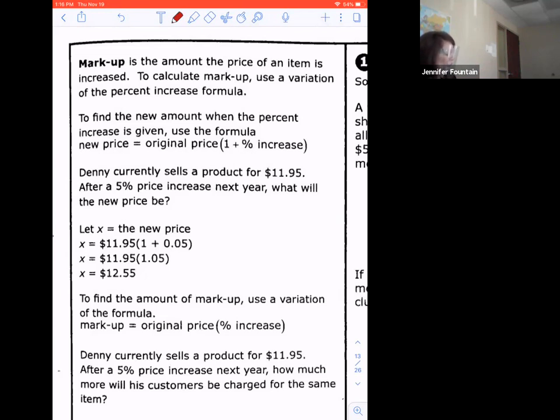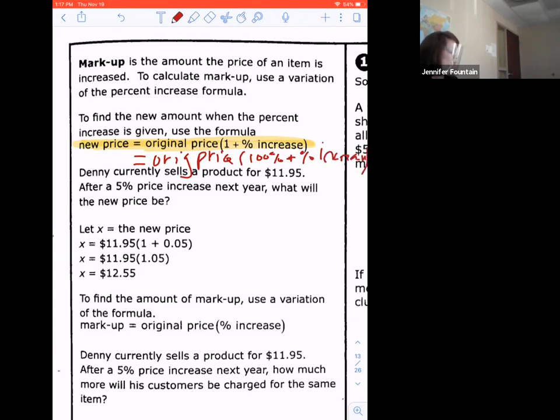So we're going to use the percent formula here, and it says to find the new amount when the percent increase is given, you're going to use the formula where the new price is equal to the original price, but now instead of doing 1 minus the percent, we do 1 plus the percent. So remember earlier, when we did the 1 minus the percentage, we said that was the same as saying 100% minus the percent decrease. Well, this time we're going to do 100% plus the percent increase.